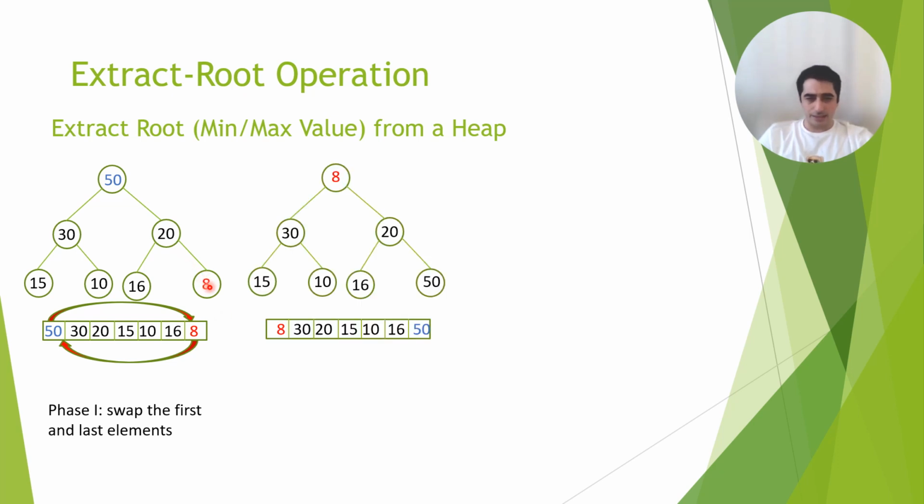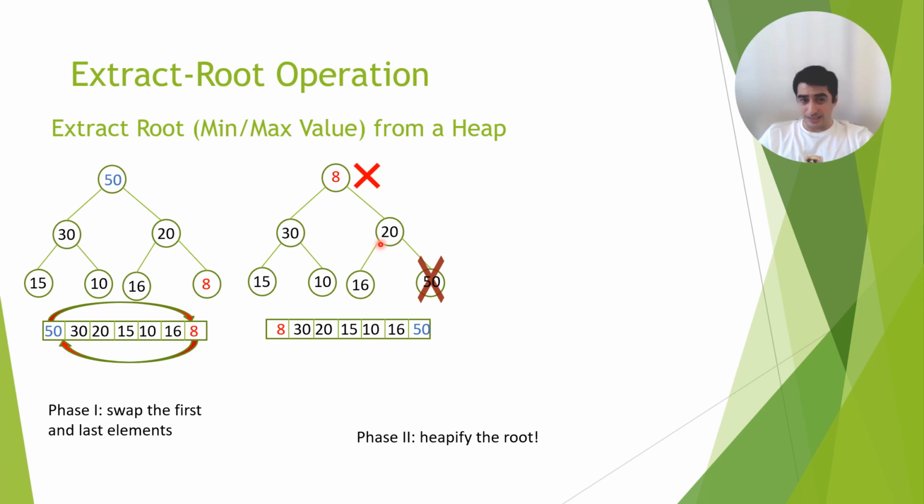The next step is to fix the max heap property of the tree. When you swap 8 and 50, you're going to get rid of 50, and the remaining part would be your tree. It's a binary heap, but the problem is it doesn't satisfy the max heap property. Why not? Because 8, which is the root, is not greater than the two children, 30 and 20.